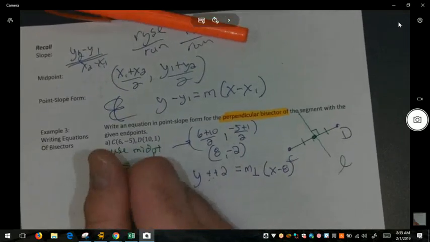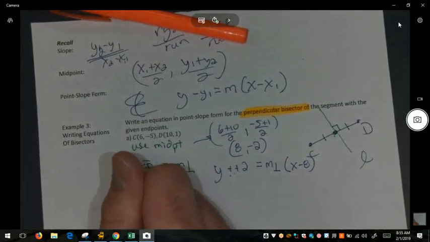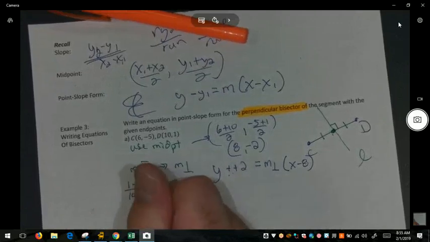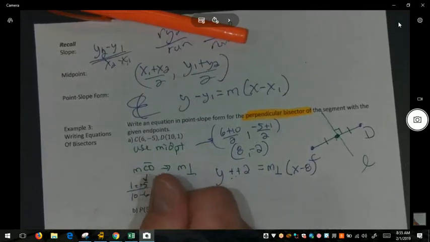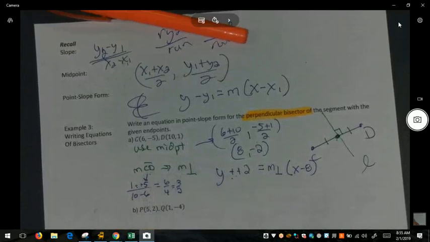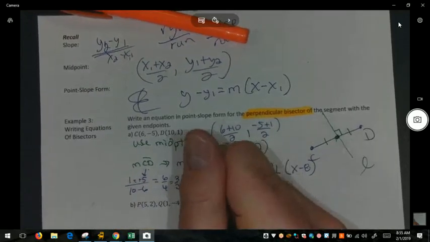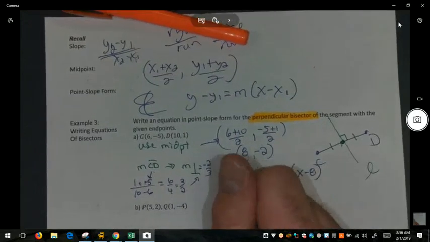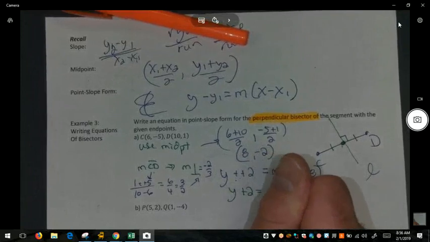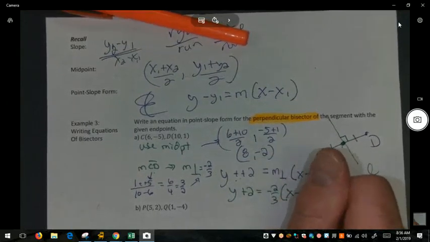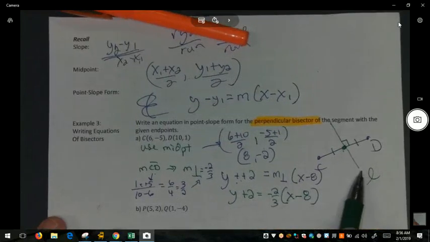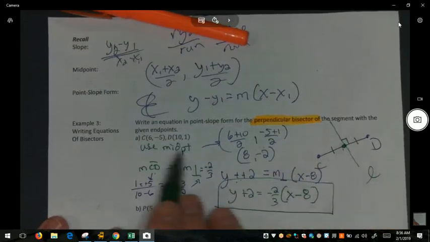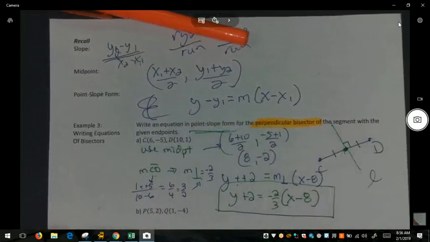For my slope, the slope of CD is 1 minus negative 5 over 10 minus 6. You could do it in the reverse order as long as you're consistent on top and bottom. This would give us 6 over 4, which is 3 halves. If the slope of CD is 3 halves, that means our perpendicular slope is negative 2/3. So I just have to write y plus 2 equals negative 2/3 times x minus 8. Now my equation is of this perpendicular bisector to CD, and it is in point slope form. That's what they asked for, was point slope form.